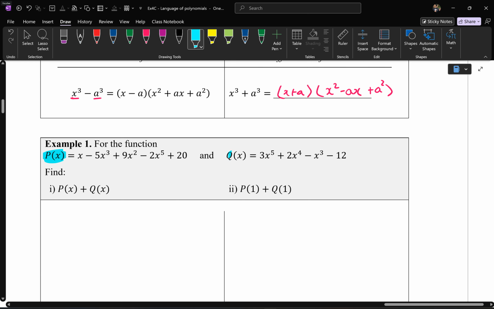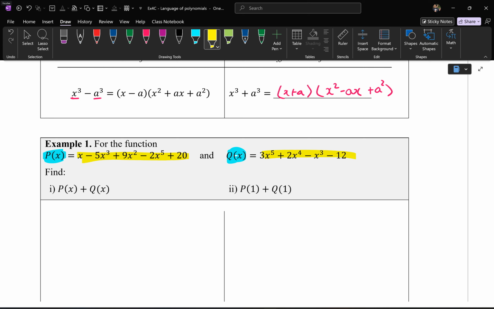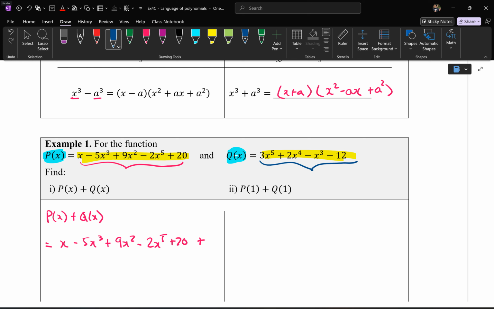It means that you're adding these two functions together. Since they're equal, you're literally just taking these two equations and adding them. So if I wrote it out, p of x plus q of x should be equivalent to x minus 5x cubed plus 9x squared minus 2x to the power of 5 plus 20, plus the second one, 3x to the power of 5 plus 2x to the power of 4 minus x cubed minus 12. It's a handful. You're not going to do this in the exam. It's just more of getting you to understand the language of polynomials.